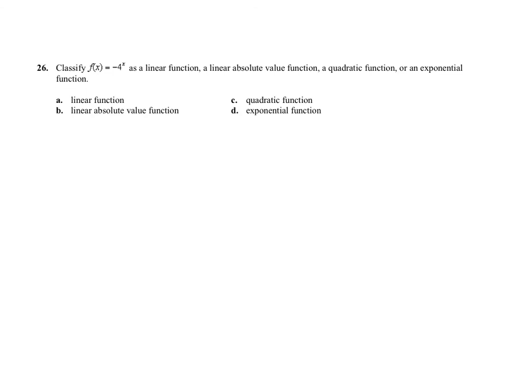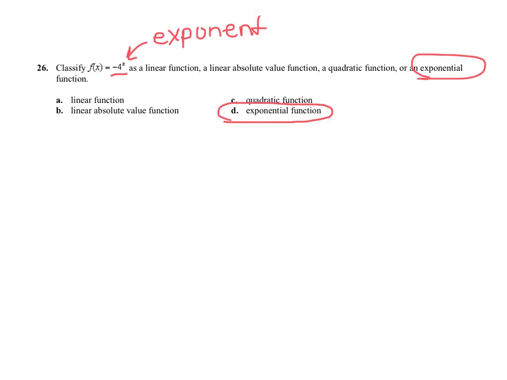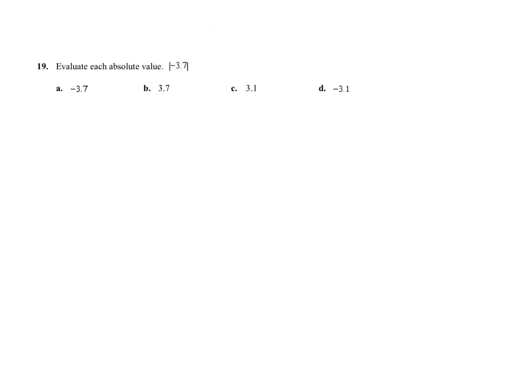Negative 4 raised to the x. Look at where our x is. Our x is in the exponent. And when our x is in the exponent, then we have an exponential function. So letter D. Evaluate each absolute value. Well, this one is just asking for the absolute value of negative 3.7, which would be positive 3.7.